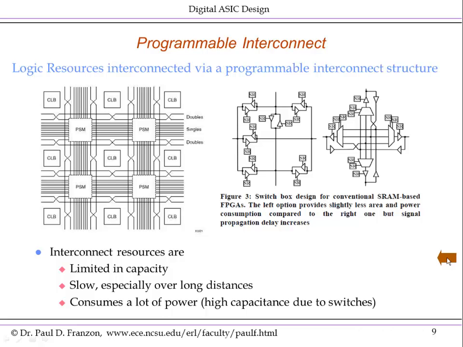By the way, I think you can already see why FPGAs are significantly slower and significantly more power hungry than standard cell ASICs. It's because of this overhead required to have programmability in these lookup table logic functions, and in particular in the programmable interconnect.